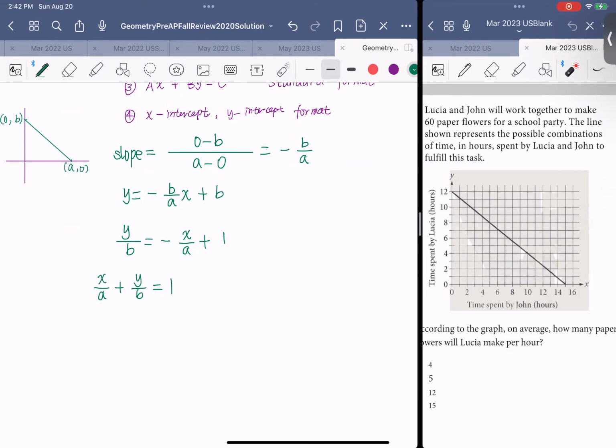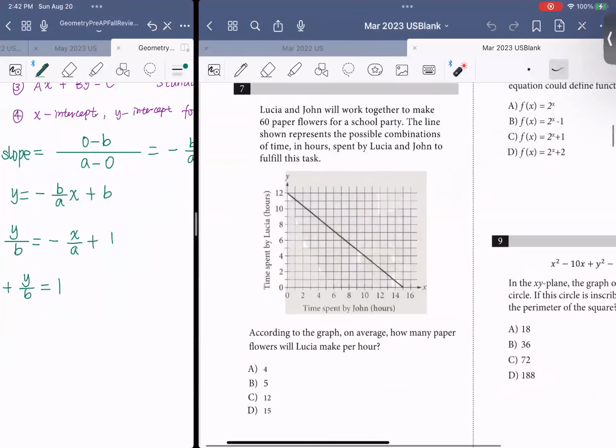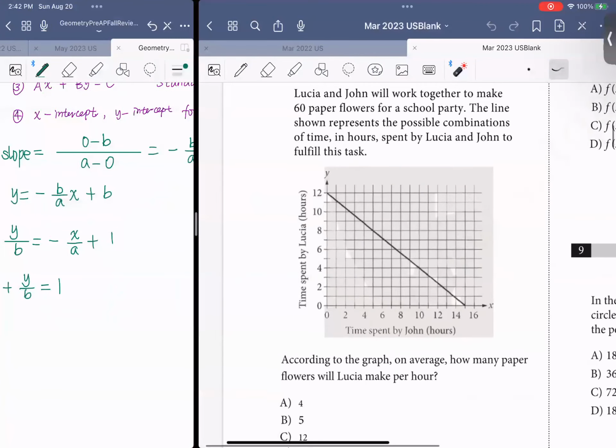Good. This is a new name. This is the x-intercept, y-intercept format. Your school doesn't teach this part, but each year, if you take those standard tests and you want to apply for the National Merit Scholarship, you want to be a finalist to qualify for the full ride scholarship, you need to do those questions. Number 7 on the right.